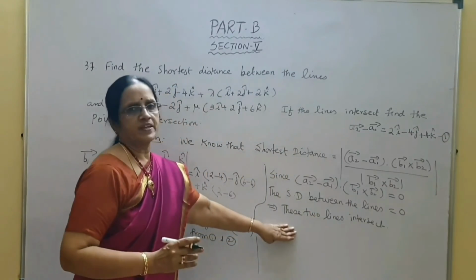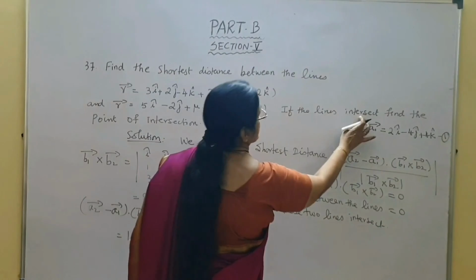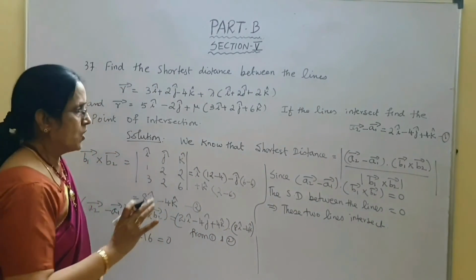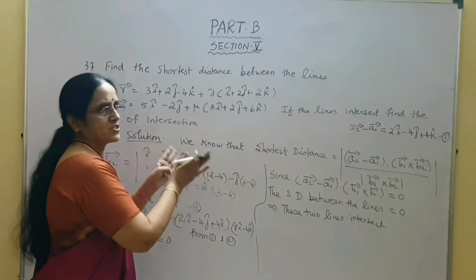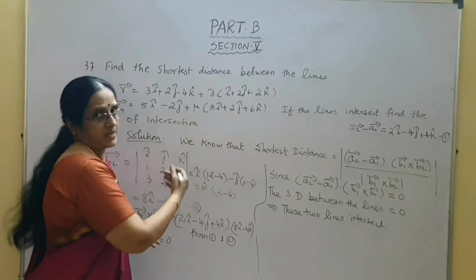This conclusion is very, very important because the second part is, if the lines intersect, find the point of intersection. So we have completed the first part of the given question. Now let us do the second part.